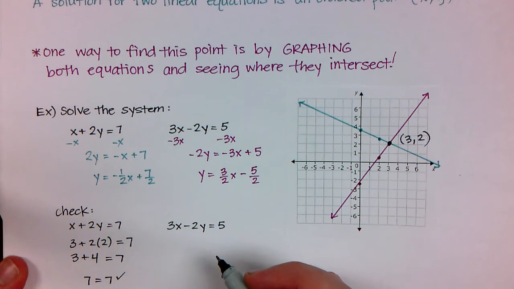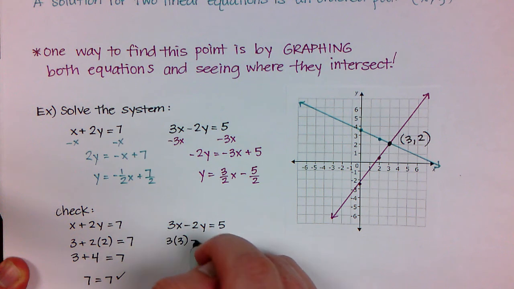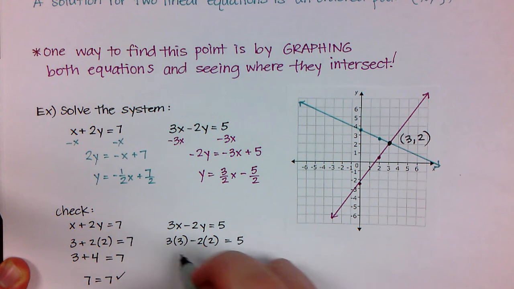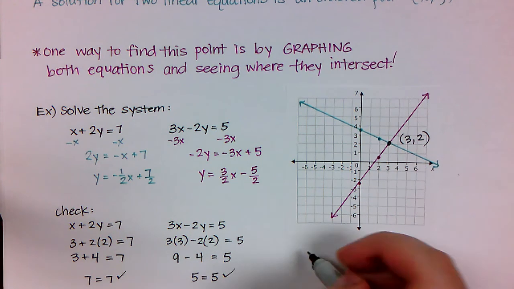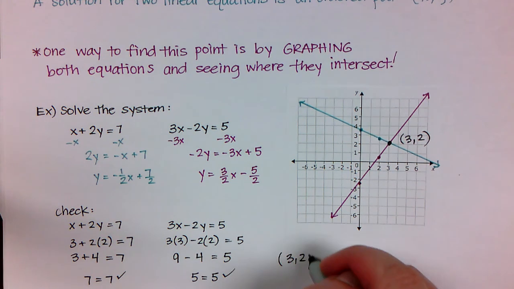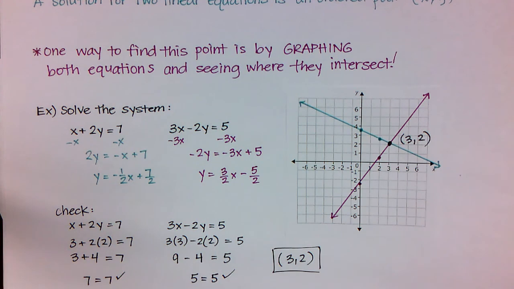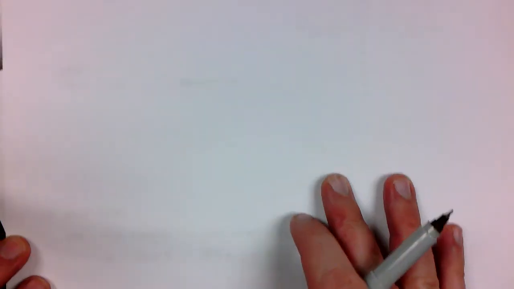So at least it works for the first equation. Let's see if it works for the second. 3 times 3 minus 2 times 2, does that equal 5? 3 times 3 is 9, 2 times 2 is 4, and 9 minus 4 does equal 5. Awesome. So my solution is 3, 2, and I'm done. We're just going to do one more example today, and then we're going to be done.